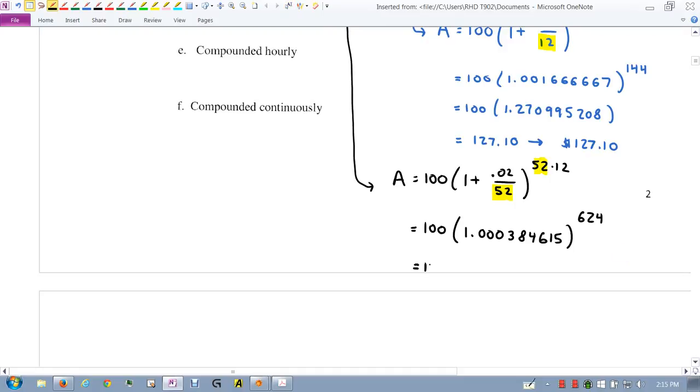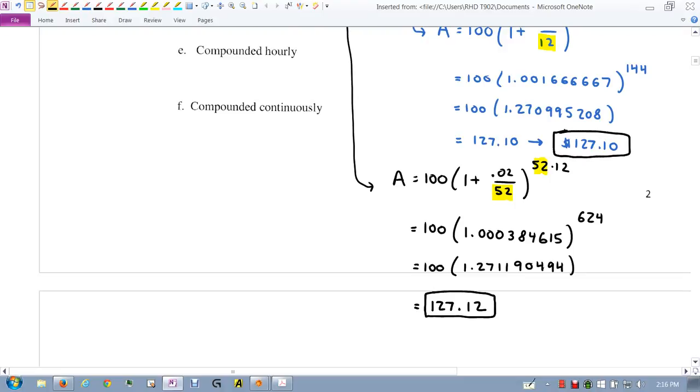So you get 100 and then 1.271190494. Now we may be off a little bit, okay? If you're getting something different down here, like 4548 or something, that's okay. There's going to be little errors, but we should all be within a few cents of each other. So multiply, you get 127.12, I'll say, dollars. I didn't put the dollar symbol in front of it, but I think you all understand.